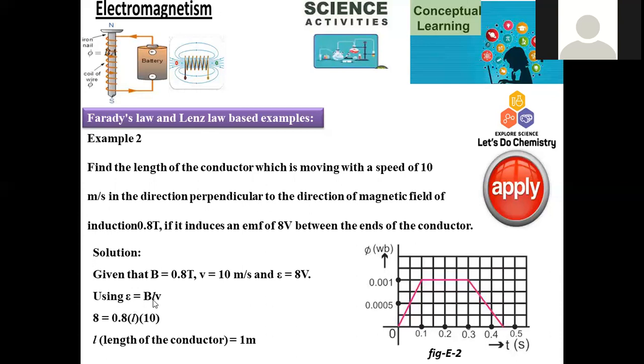In order to get that one, we have to go with another form of Faraday's law. Epsilon is equal to BLV. B is nothing but flux density. L is nothing but the constant distance between. That could be found here. We have to find out here, and we will take the ratio S by delta T.